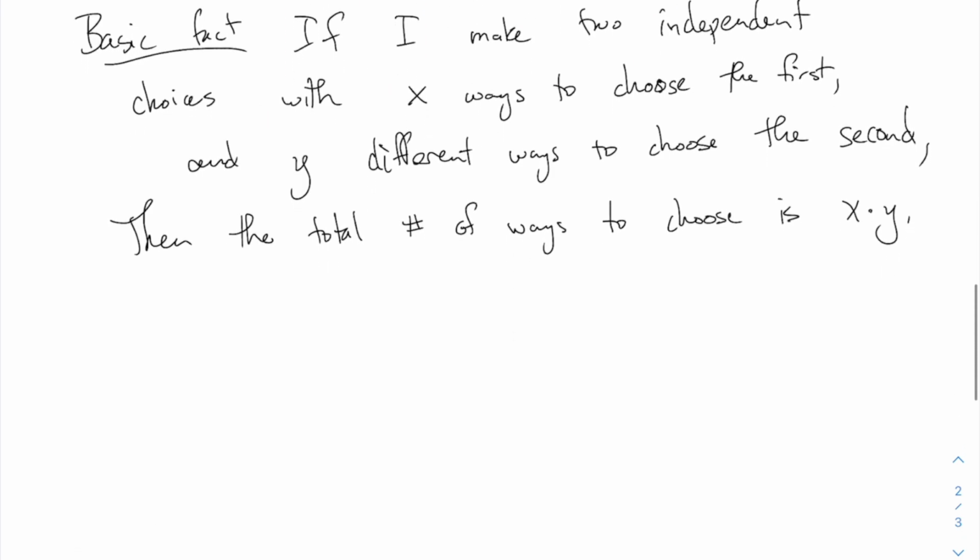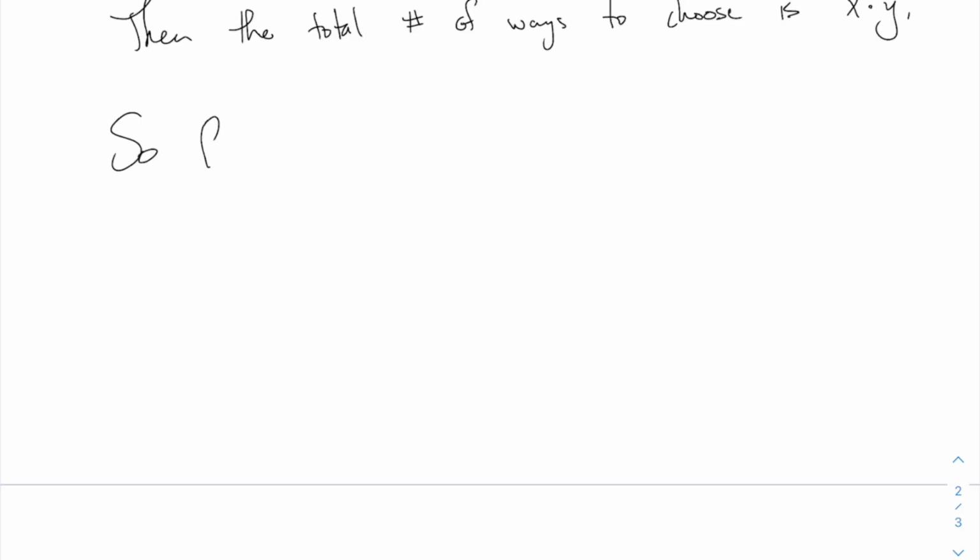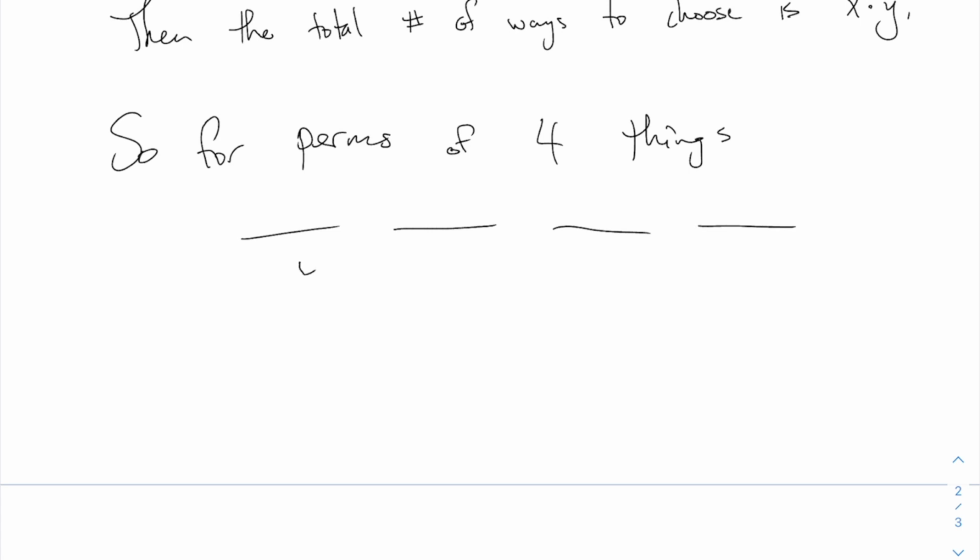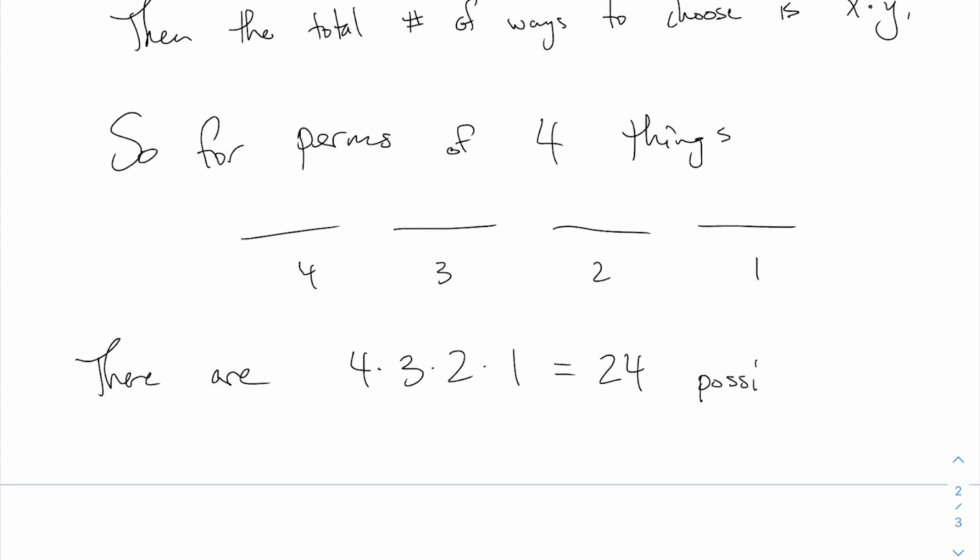So, for permutations of 4 things, right? You have 4 things to choose from, and the number of choices you have is 4, and then 3, and then 2, and then 1. There are 4 times 3 times 2 times 1. If you multiply that, it is 24 possibilities. All right, 24 different possibilities.